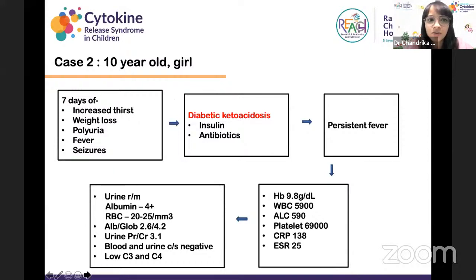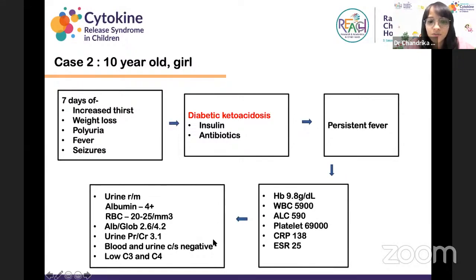So this was a 10-year-old girl who presented with a week's history of increased thirst, weight loss, polyuria, fever, and seizures. She had very high sugars at presentation, so a diagnosis of diabetic ketoacidosis was made. She was started on insulin and appropriate antibiotics. But despite this, she continued to have fever spikes, and a repeat investigation picked up a dropping hemoglobin at 9.8, WBC of 5,900 with an absolute lymphocyte count of 590. Her platelet count had also started dropping to 69,000.